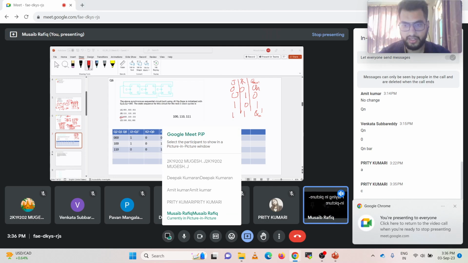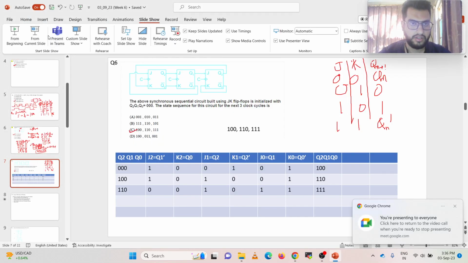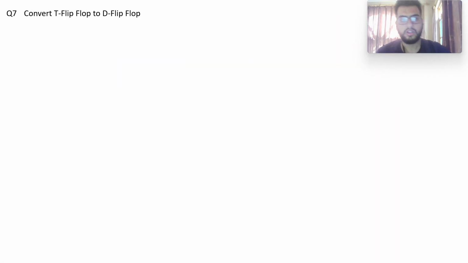If not, let's move forward to question number 7. So this right here is an important part of today's live session. This question number 7. So we have a conversion problem at hand. So using one flip-flop, we need to construct another flip-flop. So we have a T flip-flop and we need to figure out how we can use this T flip-flop so that we can use it as a D flip-flop.